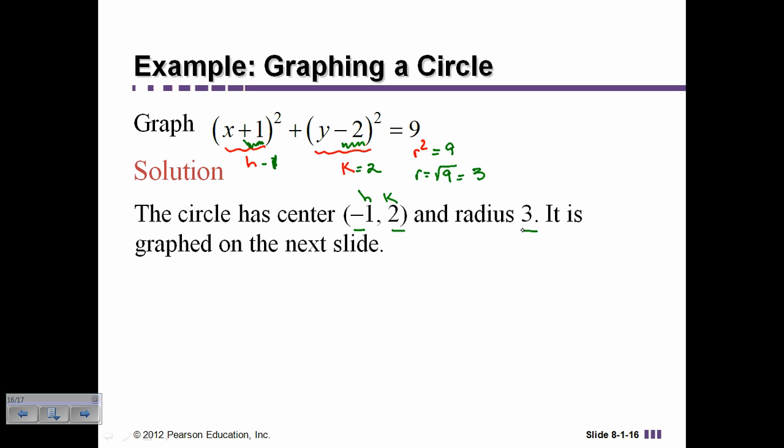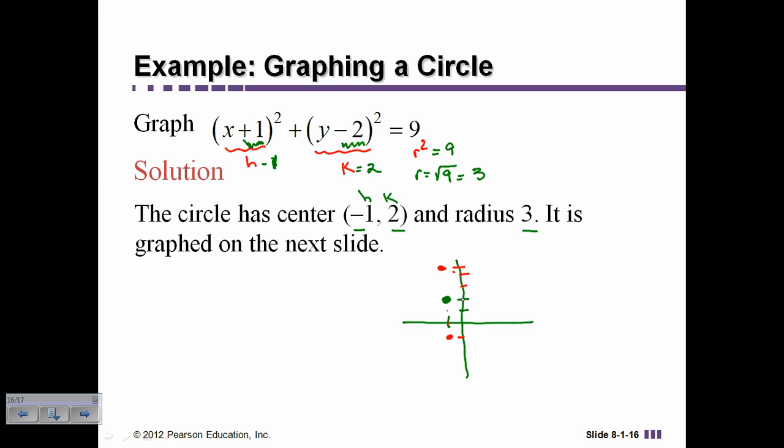Now if I want you to graph that, what I'm going to do is tell you to go on your graph to the point (-1, +2), because that's our center, and we're going to put a dot for the center. And then from that center, we're going to go up 3 spots. We're going to go back to the center. We're going to go down 3. 1, 2, 3. So that's about 3. We're going to go to the right 3.